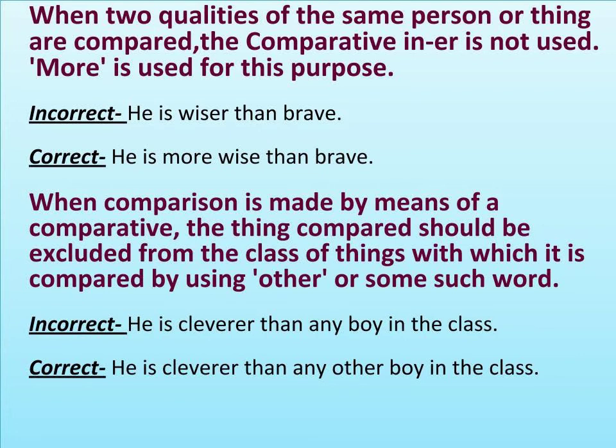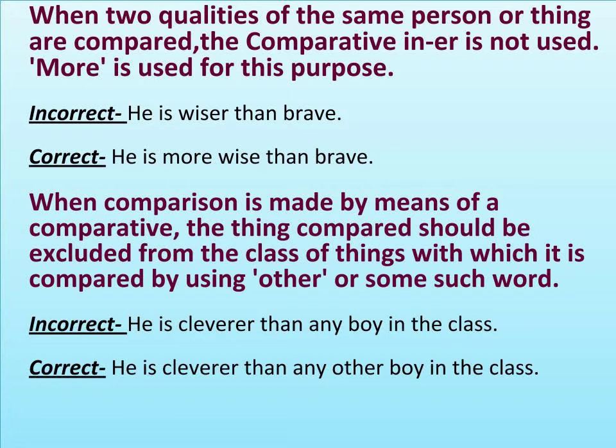Next, when two qualities of the same person or thing are compared, the comparative in ER is not used. More is used for this purpose. He is wiser than brave. So what comes here, look, this is a very important sentence. Wise, wiser, wisest. But here we are talking about two qualities. So he is more wise than brave. Okay, keep it in mind.